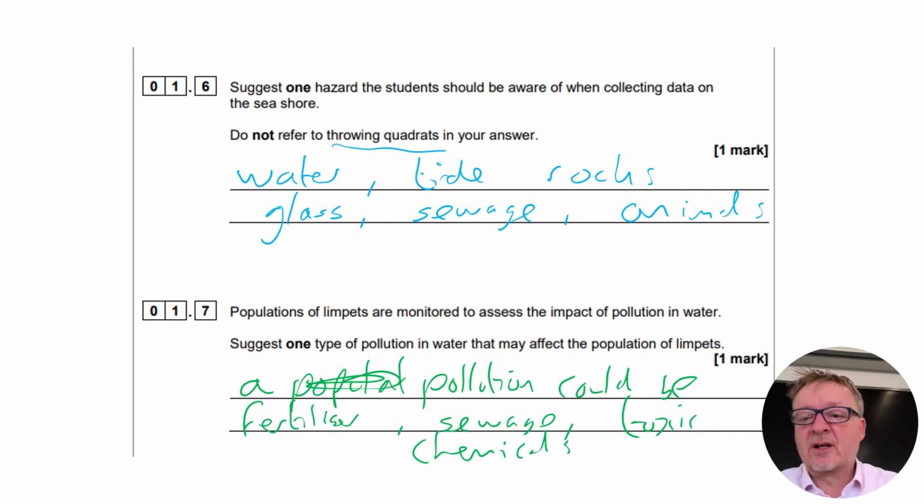So when you're actually writing your answers down on these, make sure that you're not doing a one-word answer. On 1.6, where it says suggest a hazard, don't just write rocks. You're going to write down rocks could be sharp, you could hurt yourself if you fall on them. Okay, that's justifying it a little bit better.